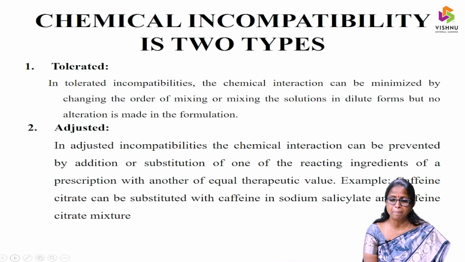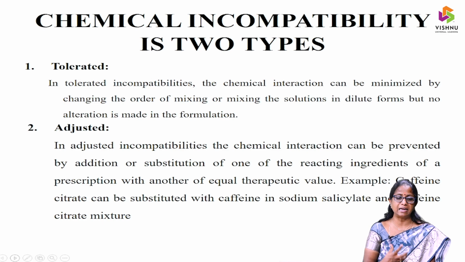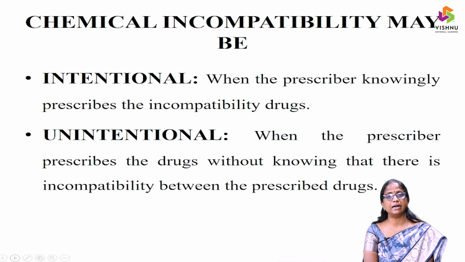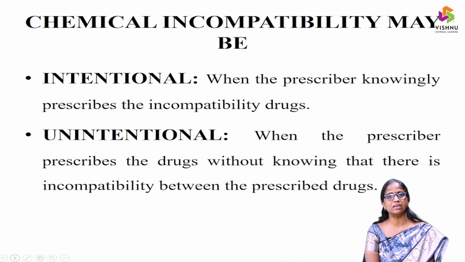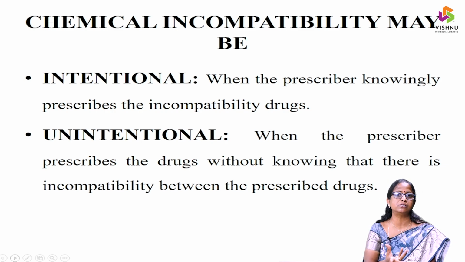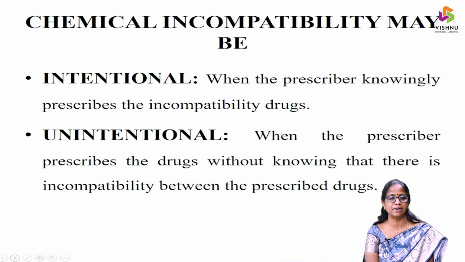In adjusted incompatibility, we adjust the formulation, like caffeine citrate can be substituted with caffeine. We remove the citrate and substitute caffeine, so we are adjusting with one or more other ingredients. Chemical incompatibility is sometimes intentional, to get a synergistic activity, where we intentionally mix two or more antagonistic substances. It is unintentional when the prescriber prescribes the medication without the knowledge.